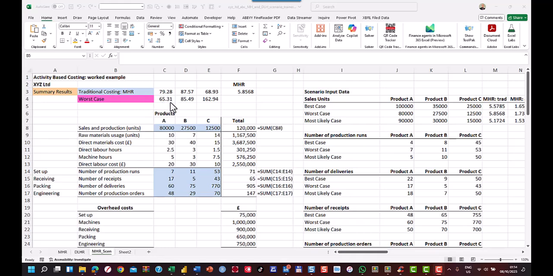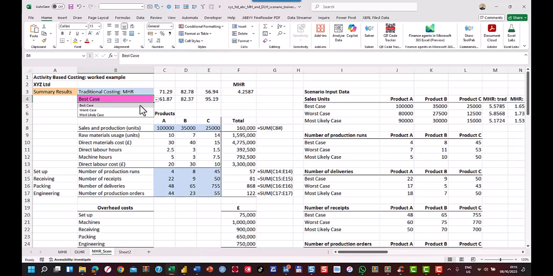This is the worst case, where we find the total production cost by ABC of those. But we've got two other scenarios. Best case. And in the best case, this falls by about $4. What's that? Fall by $3, something like that. And this falls significantly. In the most likely case, which is the base case that I started with, this is what we found.